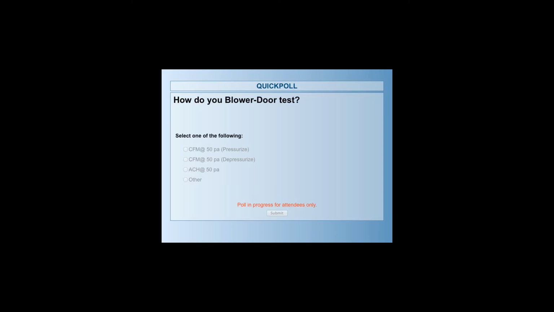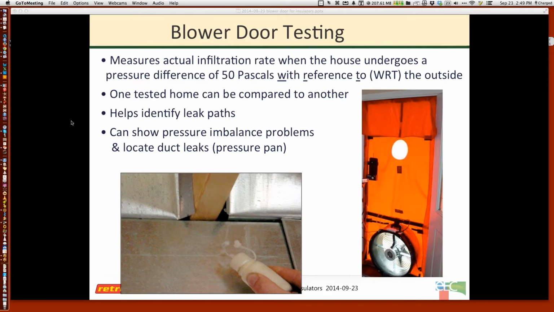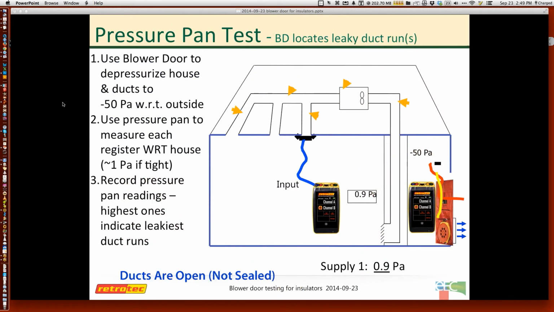All right, I got the majority of folks in. For those of you that did other, give us some feedback as to what other things you may be doing. So as we predicted, 91% are depressurizing their blower door tests. As you probably are aware, the blower door test mostly allows me to compare one home to another, as I mentioned earlier.